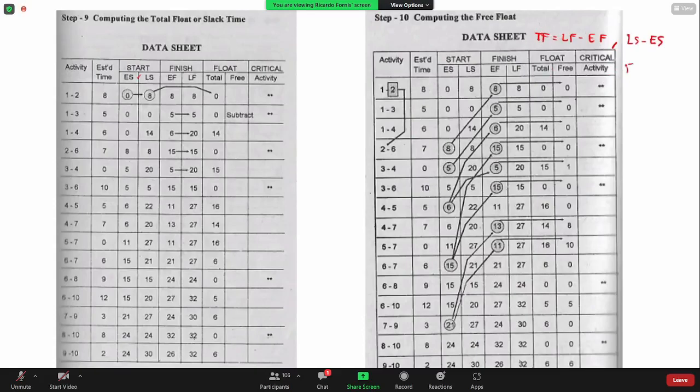For the free float, that would be early start minus early finish. So, look. Free float: the early start of the succeeding activity minus the early finish. That is right. Then for the total float, you just subtract: 5, 20 minus 6, 15 minus 15, 20 minus 5.